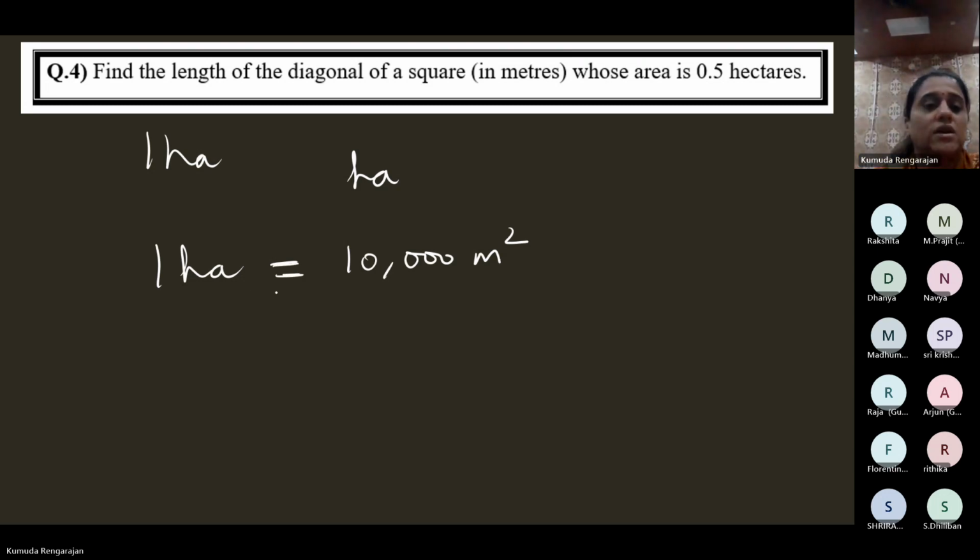All right. Now in this question, find the length of the diagonal of a square whose area is 0.5 hectares. So 1 hectare is 10,000 meters square. 0.5 hectares will be 0.5 into 10,000, which is 5,000 meters square.